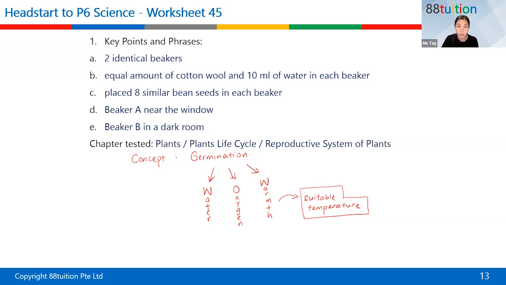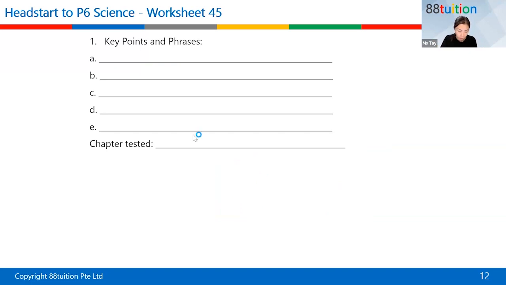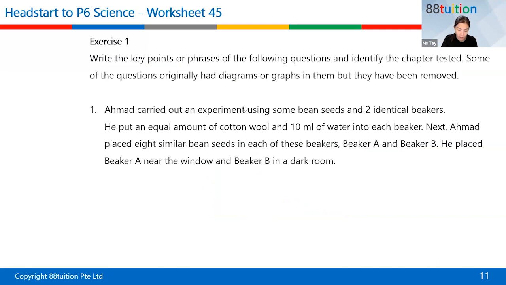That's true. Look at the question again. So all the information given here. We talk about bean seeds, we talk about beakers, we talk about cotton wool, and then add water in. Then one of the beakers is placed near the window, another one in a dark room. So what kind of question can be asked? I think you all should know already. Are you able to actually give me some questions that could be asked? Can anyone think of it?